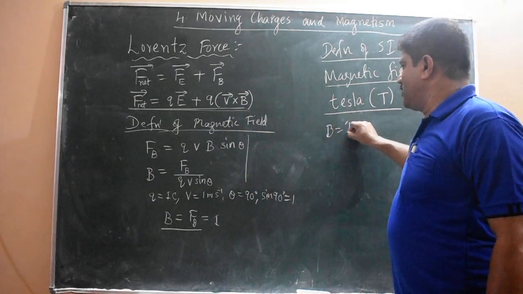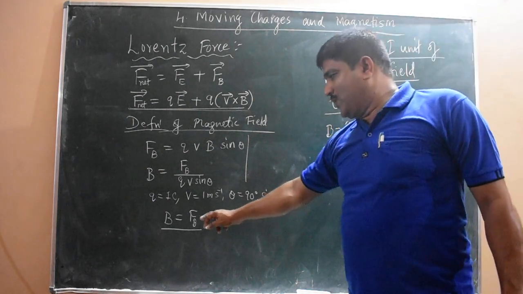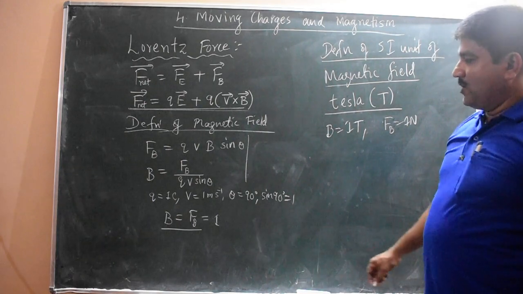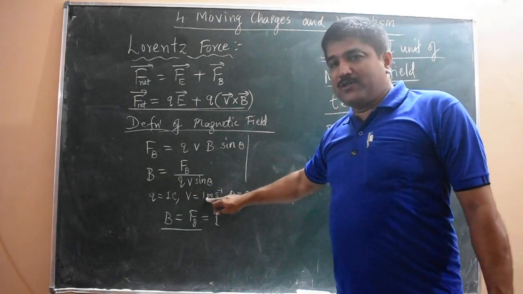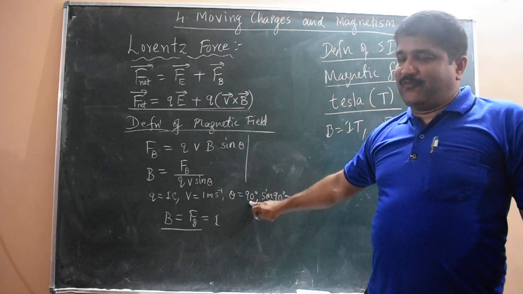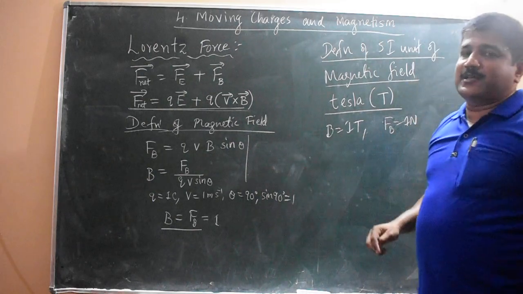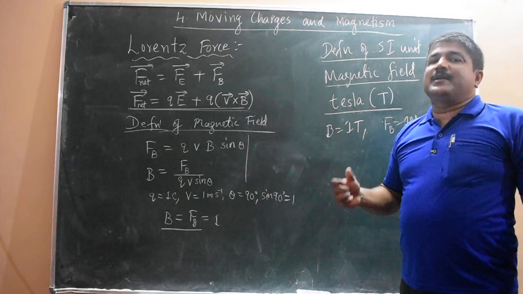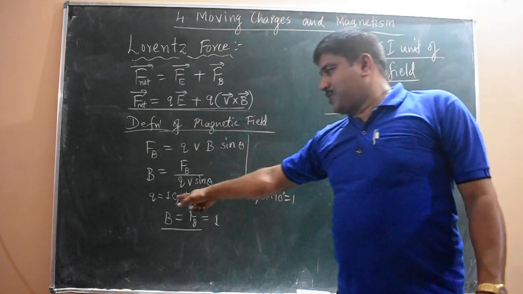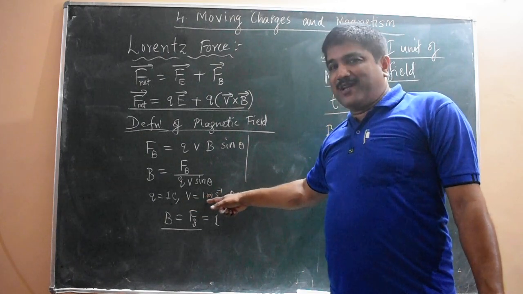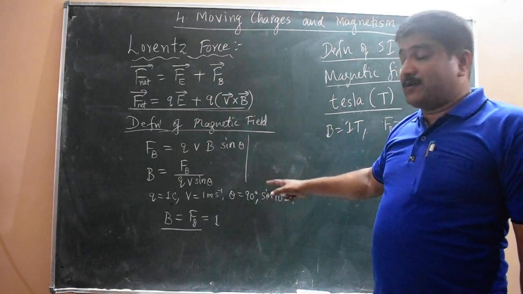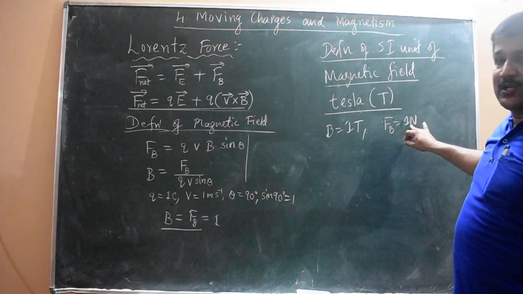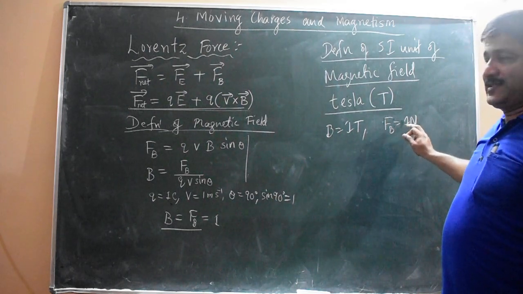So what is 1 Tesla? When do you say the magnetic field equals 1 Tesla? If the force experienced by the charge is 1 Newton, that is, FB equals 1 Newton, on a unit positive charge moving with unit velocity perpendicular to the magnetic field, then we can say the magnetic field in the region is 1 Tesla. Unit force in SI unit is Newton.